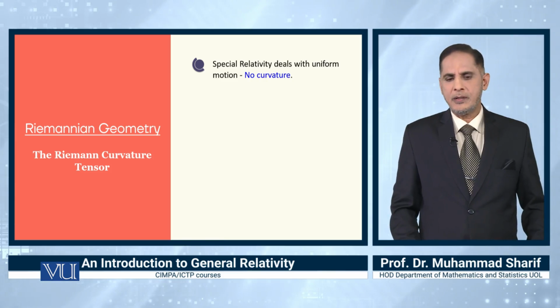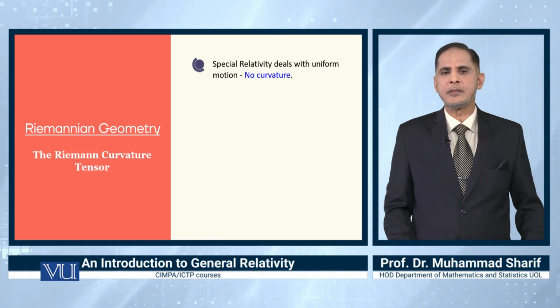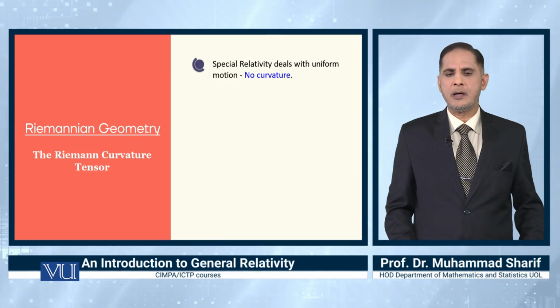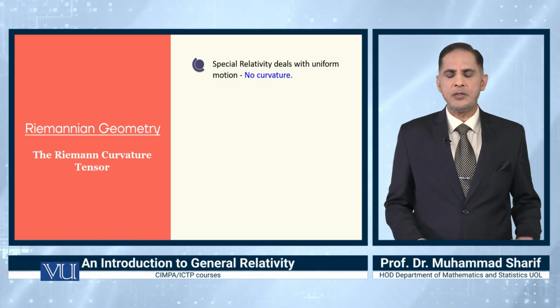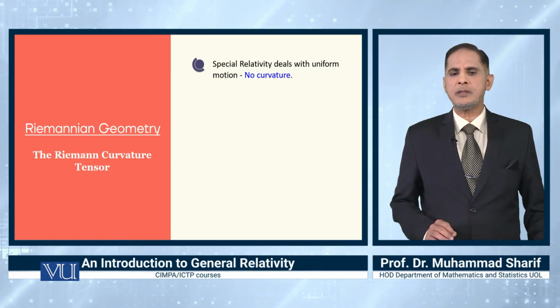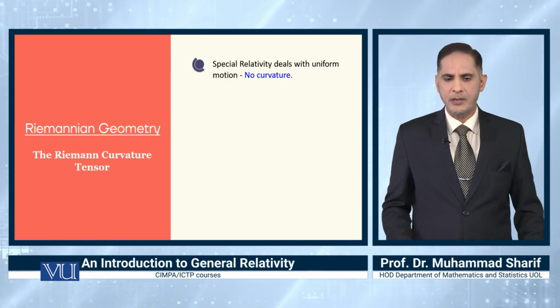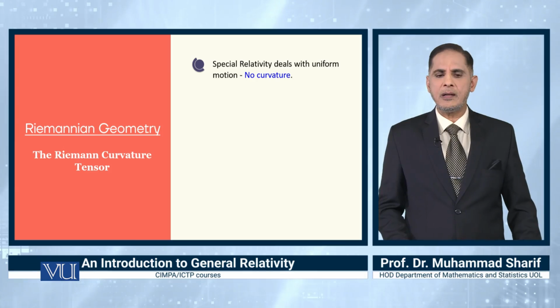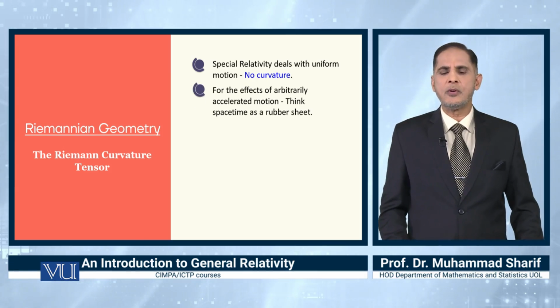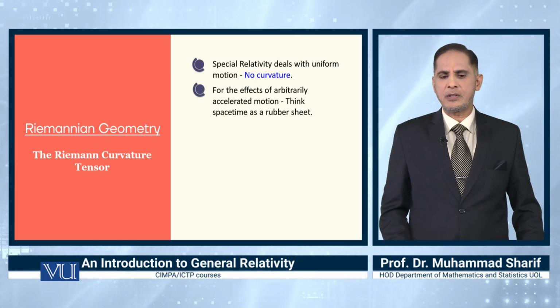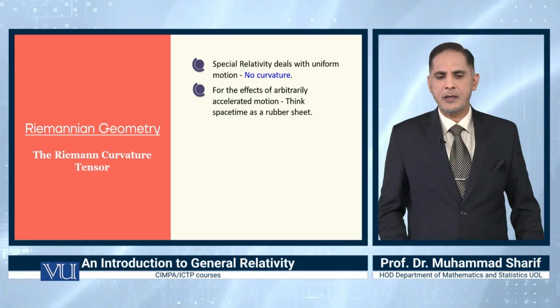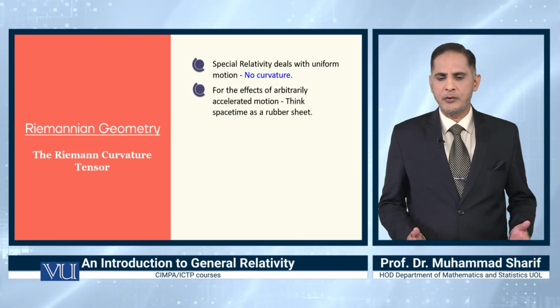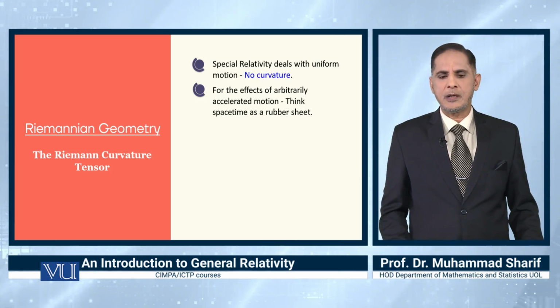The most important concept in Riemann geometry is the Riemann tensor. In fact, this is the most general tensor, the one we use everywhere, like in general relativity, because if there is no curvature, then it means we have a flat space. So, special relativity in fact deals with uniform motion, so there is no concept of Riemann curvature tensor. However, when we take care of curved space time, then we need curvature.